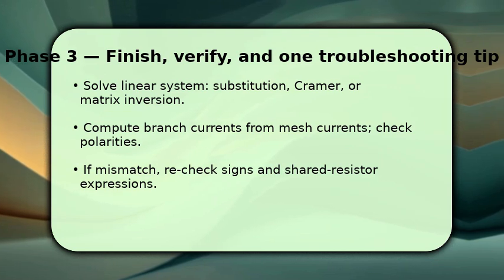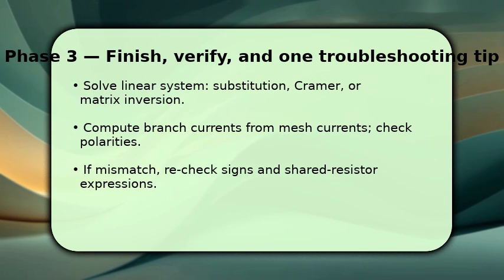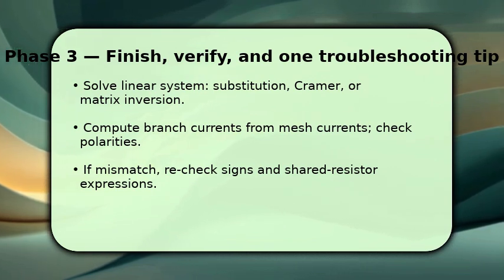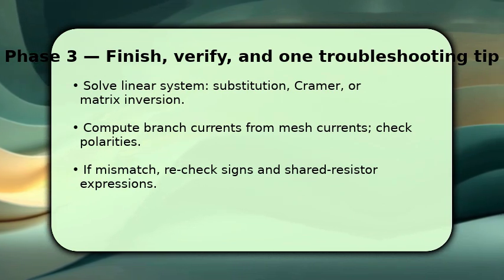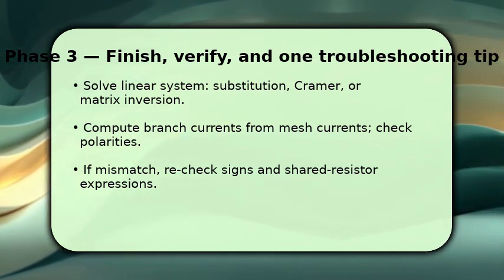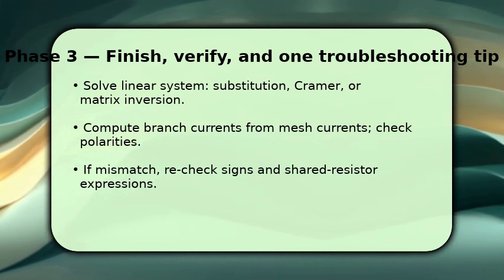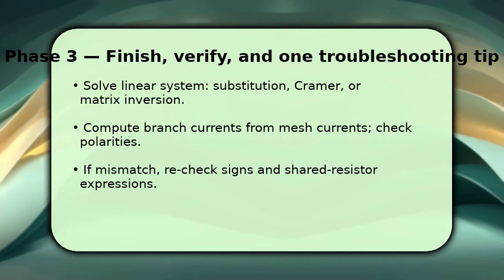Once solved, convert mesh currents to actual branch currents by summing or subtracting mesh currents where meshes overlap, and verify voltage drops across key elements. If results seem off, retrace sign choices and the shared resistor terms. Most errors come from an Ii minus Ij flipped or a source sign reversed, so correct that and resolve the linear system.